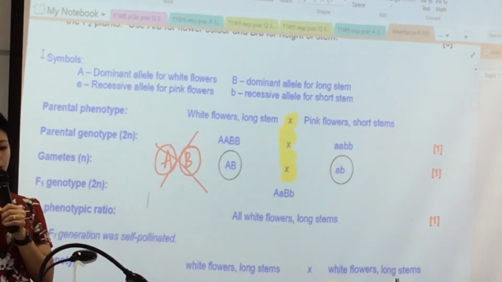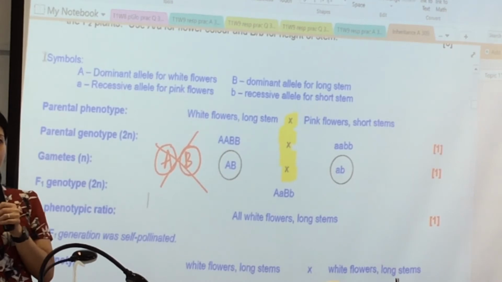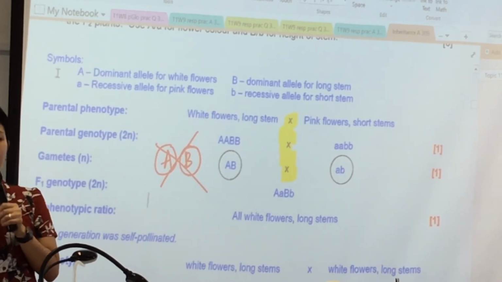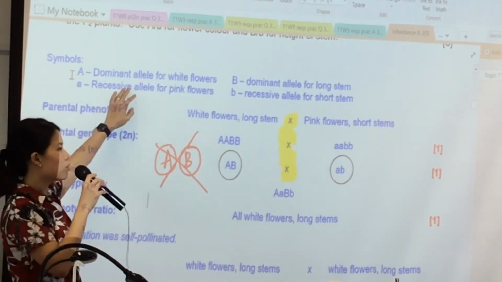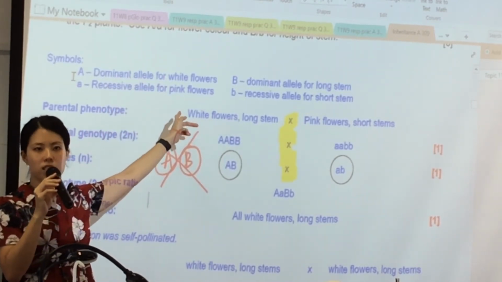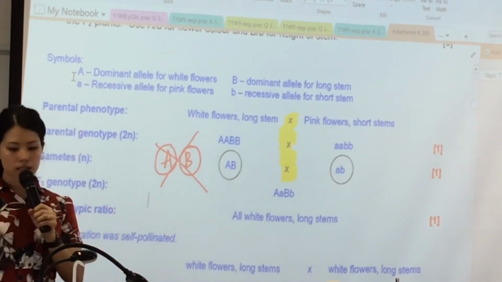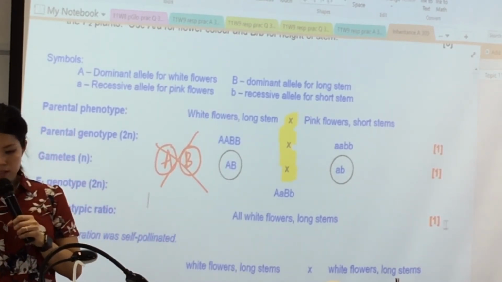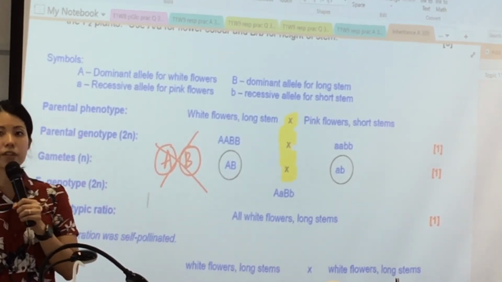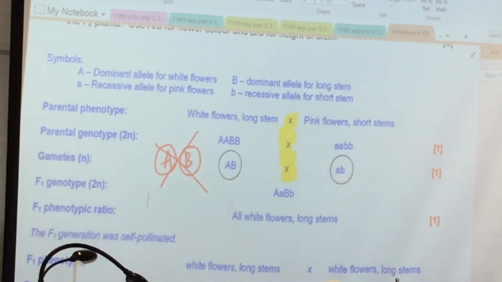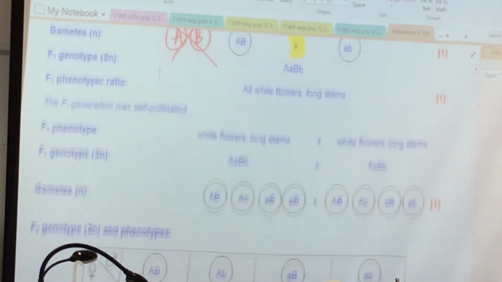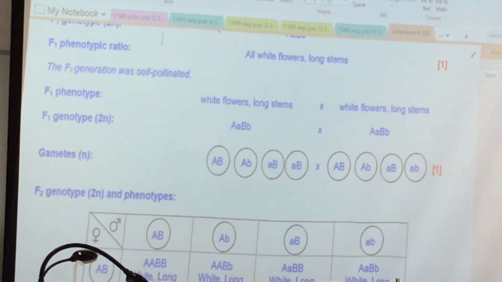Do you need to write the key, the symbols, yes or no? For this question, you have to write the symbols even though the alphabets are given, because you want to show the marker that you know which is the dominant allele. Okay, so that will be good if you give. Have you taken a photo? Okay, then I'm going to scroll down and show you F2. Okay, now F2 generation, so I'm going to zoom out a bit.